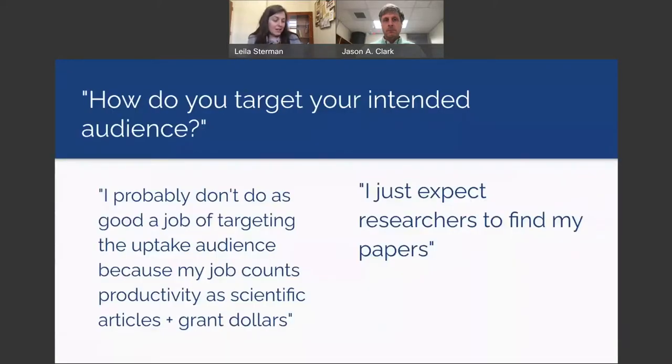And when targeting their intended audiences, they expect to do little more than publish. As you can see from these quotes, I just expect researchers to find my papers. They just assume that they're doing the right thing. We argue that that's not enough.